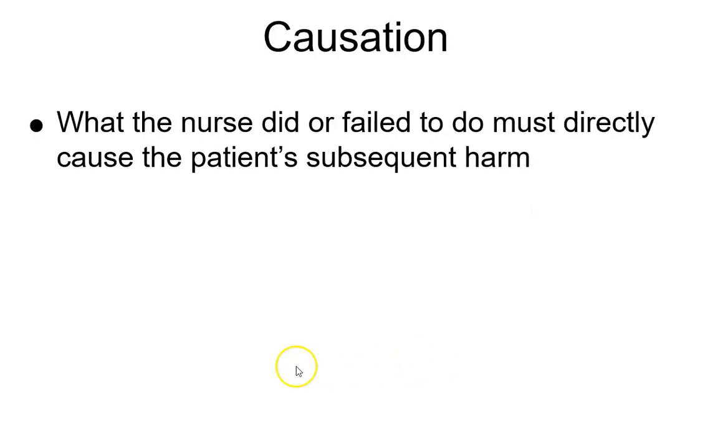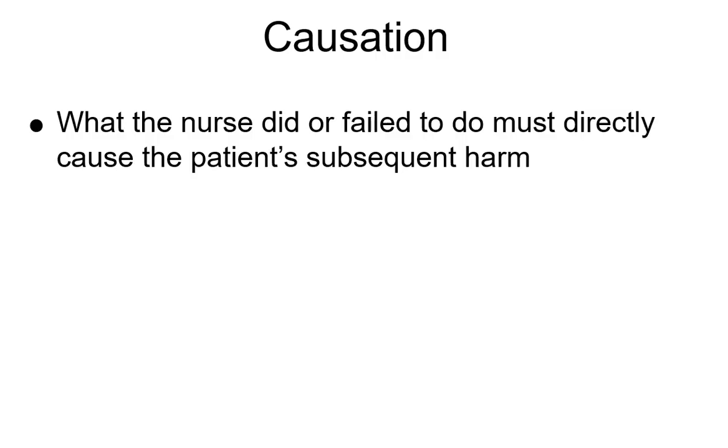The third element of the medical malpractice suit is causation. In this situation, the nurse's actions or lack of actions directly cause the patient harm. A direct relationship must exist between the failure to meet the standard and the patient's injury. Merely breaching a standard of care is insufficient to show medical malpractice. A direct cause and effect factor must be present.